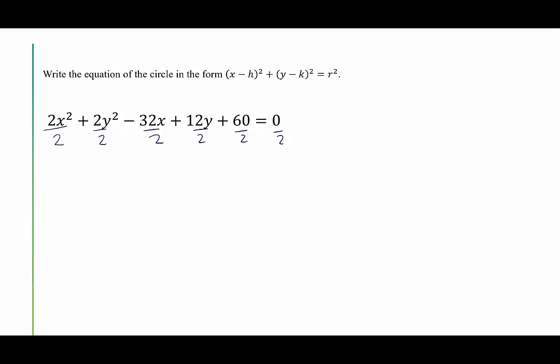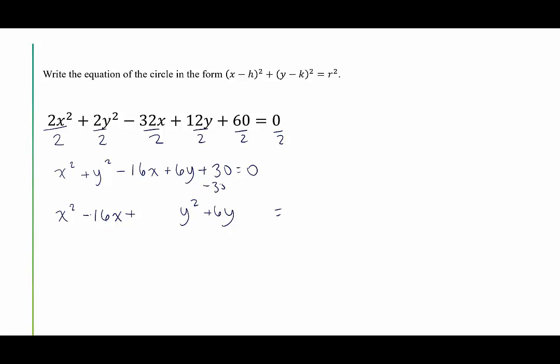We'll divide 0 by 2, but that's actually not going to do anything. That's going to give me x squared plus y squared minus 16x plus 6y plus 30 is equal to 0. Now I'm ready to get started. So first I'm going to group my x's together. That's going to be x squared minus 16x. I'm going to leave a little gap here. Start my y's right here. y squared plus 6y. Leave a little gap.